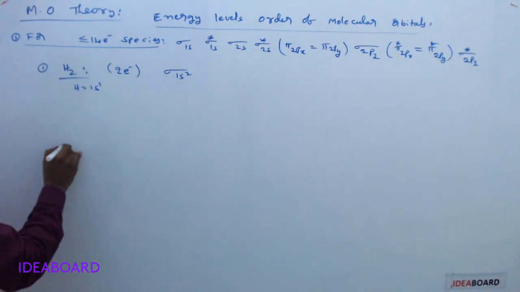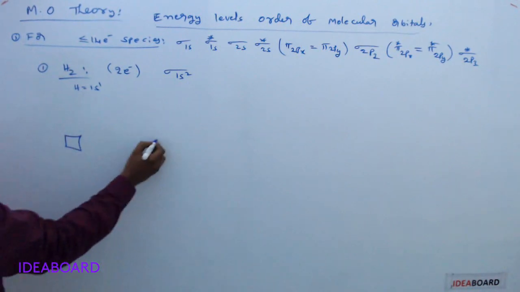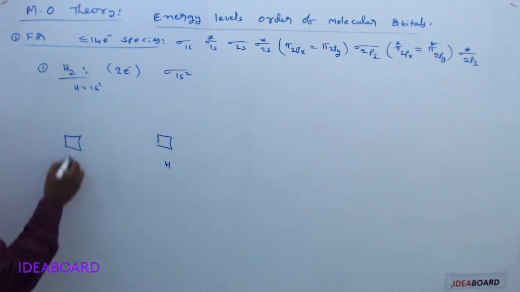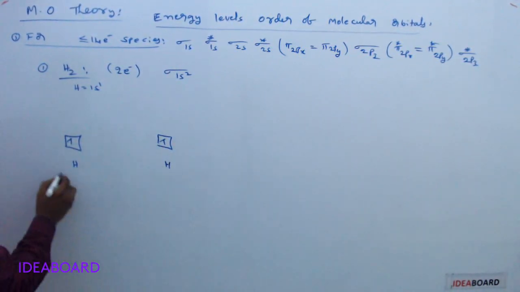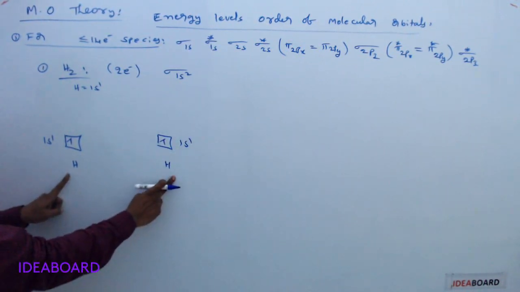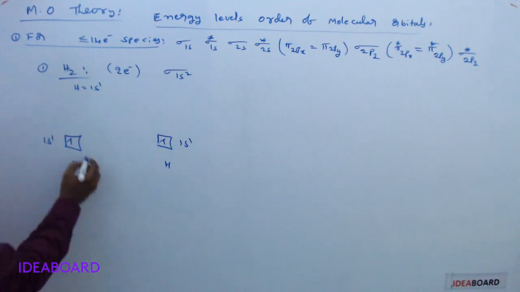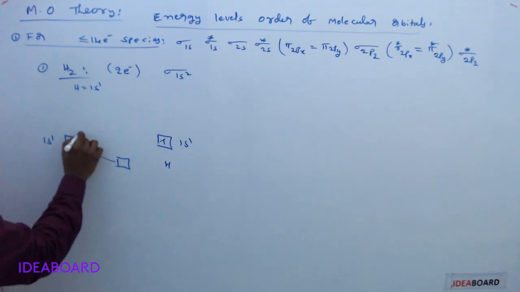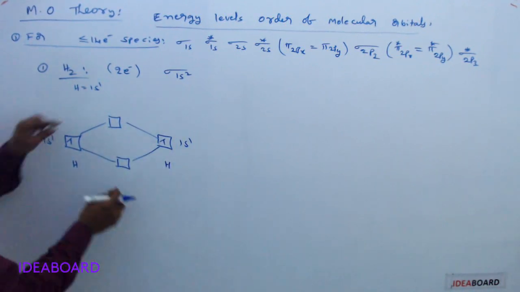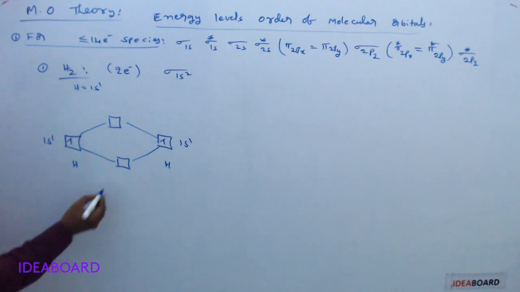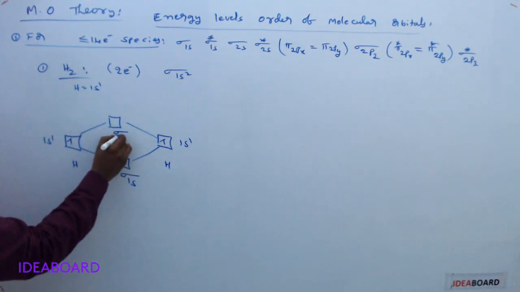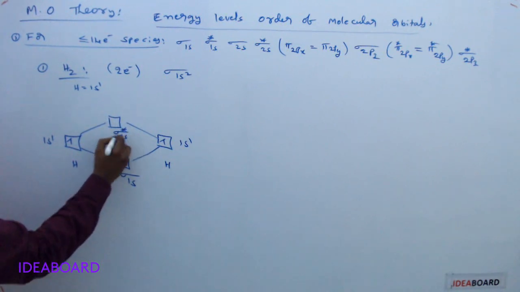In the diagram, we take the 1s orbital of one hydrogen and the 1s orbital of the second hydrogen. This is the 1s1 orbital of each of the two hydrogen atoms. When we combine these two hydrogen atoms, we get molecular orbitals in equal number. Here two atomic orbitals are combining, so we get two molecular orbitals. One is a bonding molecular orbital, that is sigma 1s. The second one is the anti-bonding molecular orbital, that is sigma star 1s.